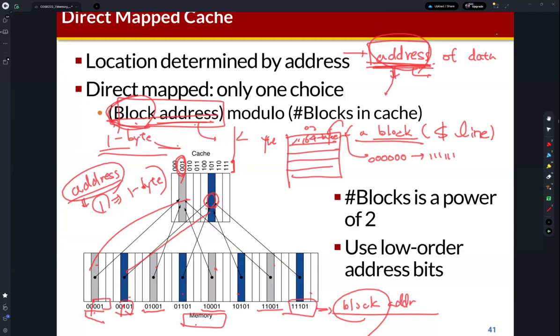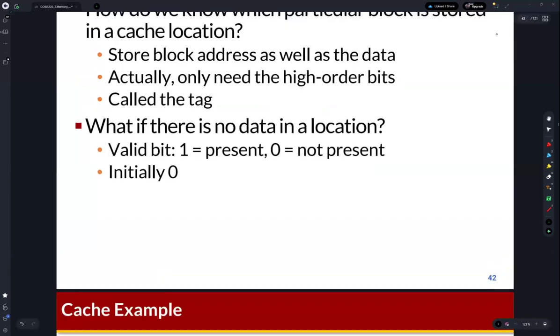Direct mapped cache means that one cache index includes only one cache block, and the index number of the cache entry is mapped to multiple memory blocks. The lower bits decide the target cache index. So this is the direct mapped cache.